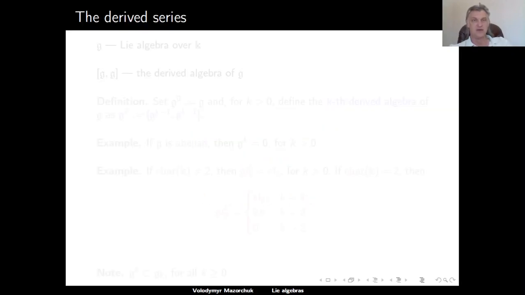In today's lecture, lecture number 6, we will talk about solvable Lie algebras. So let's start with the definition of the derived series of a Lie algebra. Throughout the lecture, G denotes a Lie algebra over some field K.